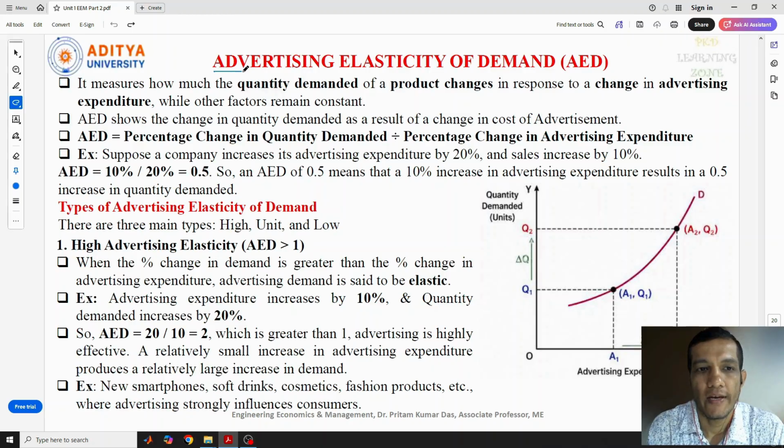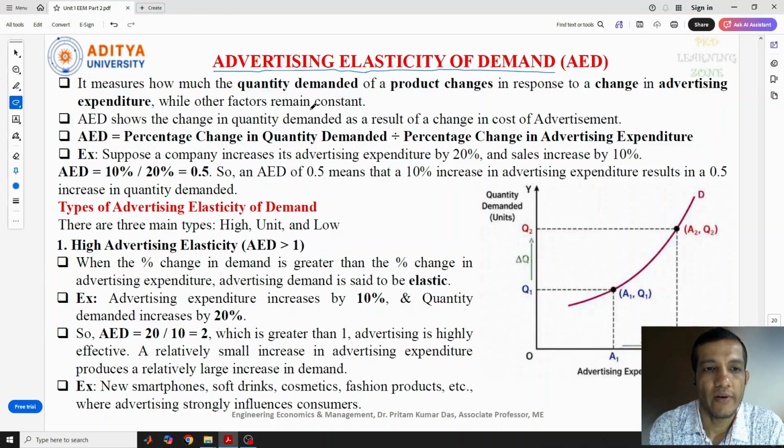In the last few lectures, we have been discussing the elasticity of demand and its types. We discussed price elasticity of demand, then income elasticity of demand, and in the last lecture, cross elasticity of demand. Now we'll discuss advertising elasticity of demand.